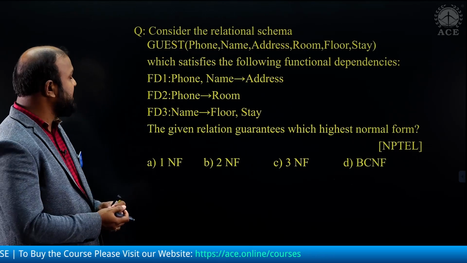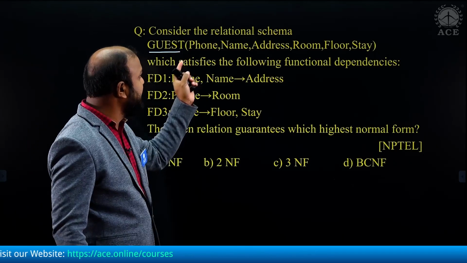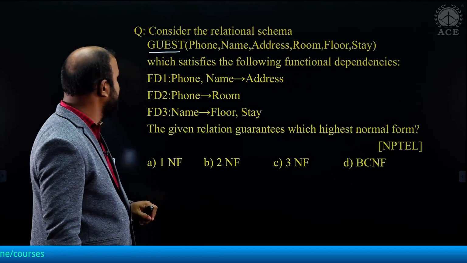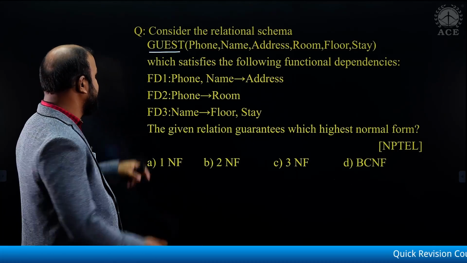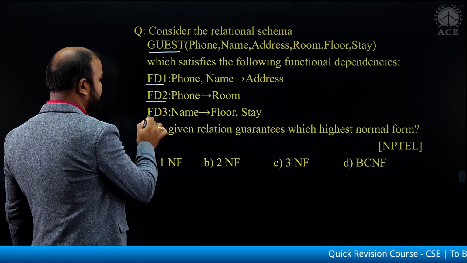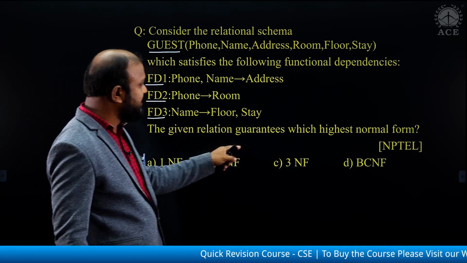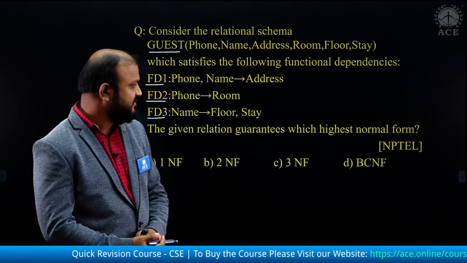Consider the relation schema. Guest is a table name and these are the attributes: phone number, name, address, room, floor, stay, which satisfies the following functional dependencies. Here, three dependencies are given: FD1, FD2, FD3. The question is, the given relation guarantees which highest normal form condition?